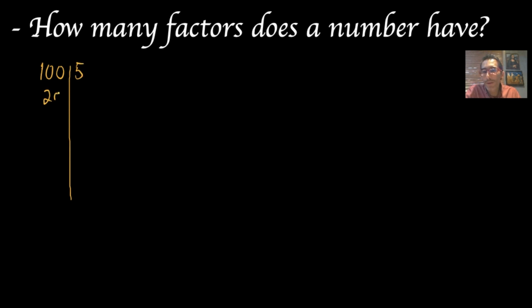The result will be 20. I will divide 20 by 5 again. The result will be 4. I will divide 4 by 2. The result will be 2. And then again 2 divided by 2 to get here a 1. And you know that this is when we say that we are done.